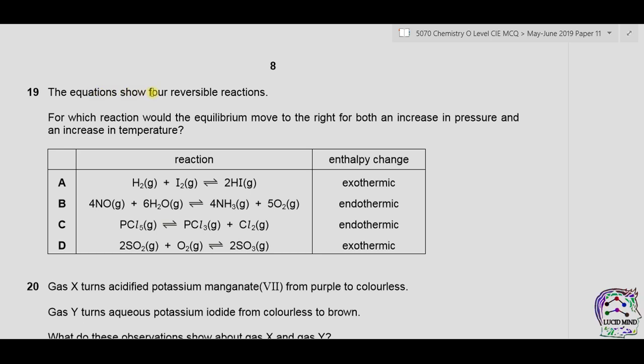Question 19. The equations show 4 reversible reactions. For which reaction would the equilibrium move to the right for both an increase in pressure and an increase in temperature? In all 4 options, we can see that all reactants and products are in gaseous state. Now for an equilibrium reaction, if the number of moles of reactant is more than the number of moles of product, an increase in pressure will move the equilibrium to the right. Increase in pressure always moves the equilibrium from more number of moles to less number of moles.